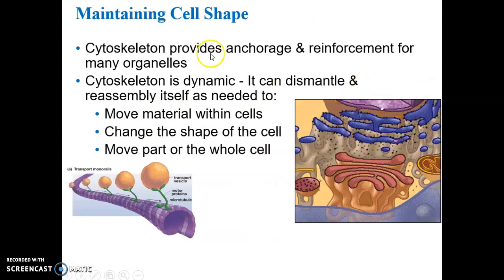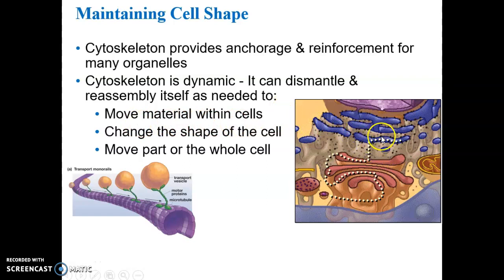Okay. So maintaining cell shape, the cytoskeleton provides anchorage and reinforcement for many of the organelles, including the plasma membrane. So the cytoskeleton is a dynamic structure. It can disassemble its fibers and put them together, kind of like Lincoln Logs in a way, or like railroad tracks that can be laid down and reassembled and turned to go different directions. So they allow a movement of material within the cells.